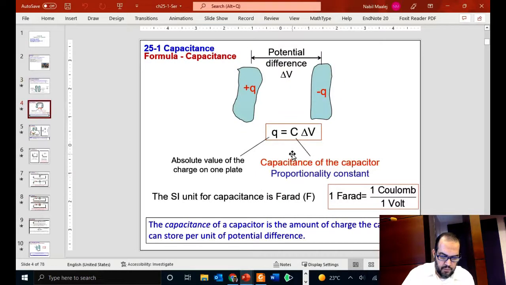We can rewrite the equation as Q is equal to C delta V. Electrical engineers use CV, they don't write delta V, but usually the potential is a potential difference, delta V. So let's forget a little bit the electrical engineering convention, and we use Q is equal to C delta V. The unit of capacitance is the farad. From the equation, capacitance is charge divided by delta V, which is coulombs per volt. So 1 farad is 1 coulomb per volt.